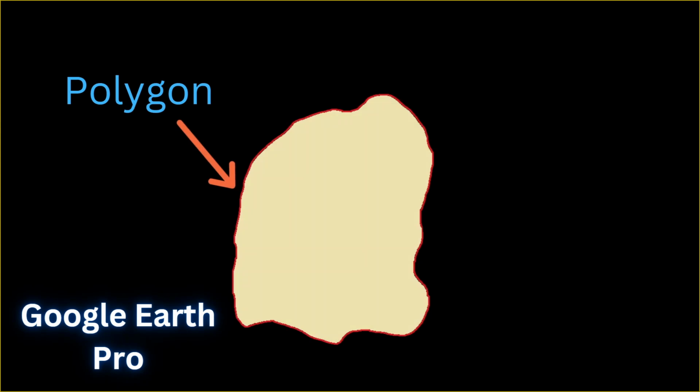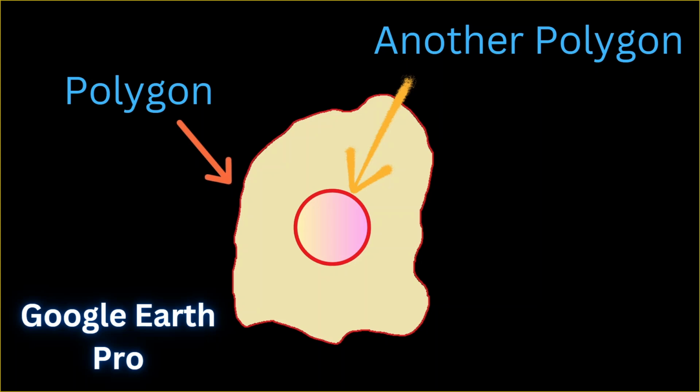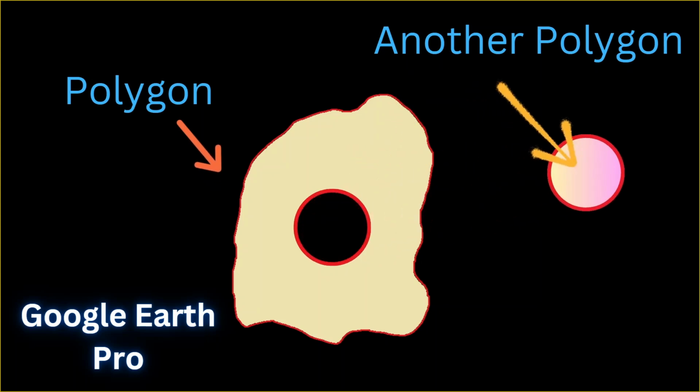In Google Earth Pro, we can make polygons, but we cannot make any holes within the polygon. So we need to make another polygon, and when we remove that polygon or subtract that polygon in QGIS or ArcGIS or any GIS software, the hole will be made.